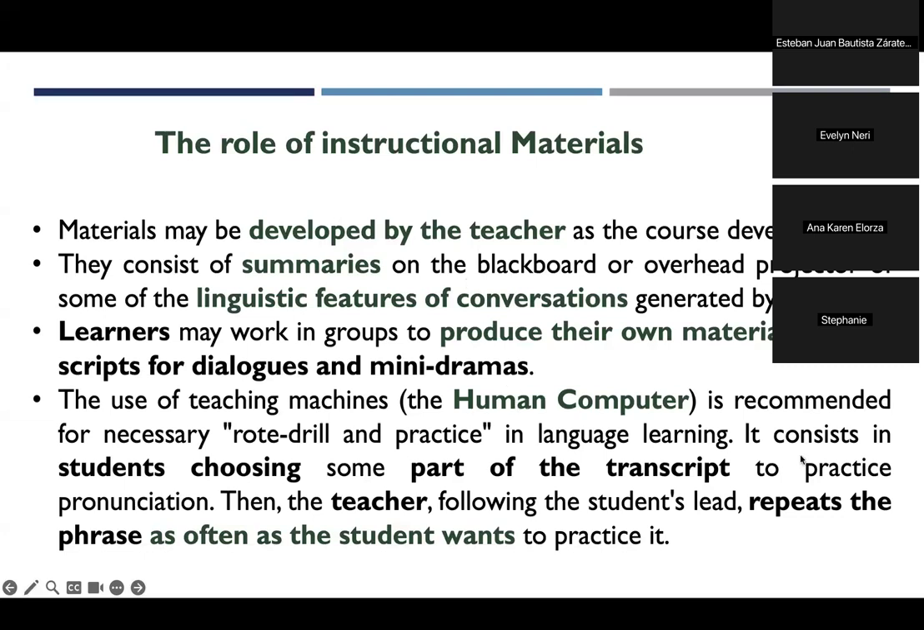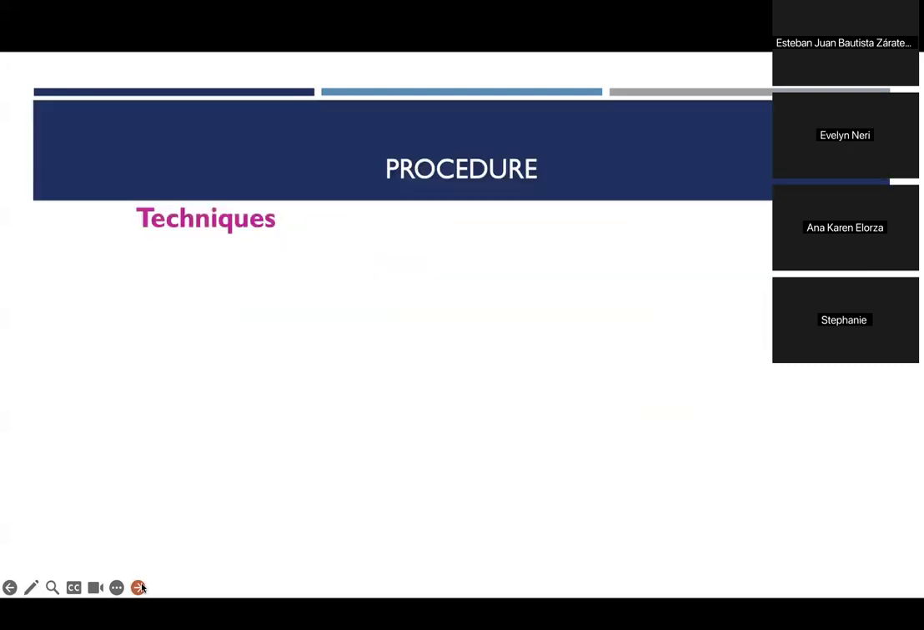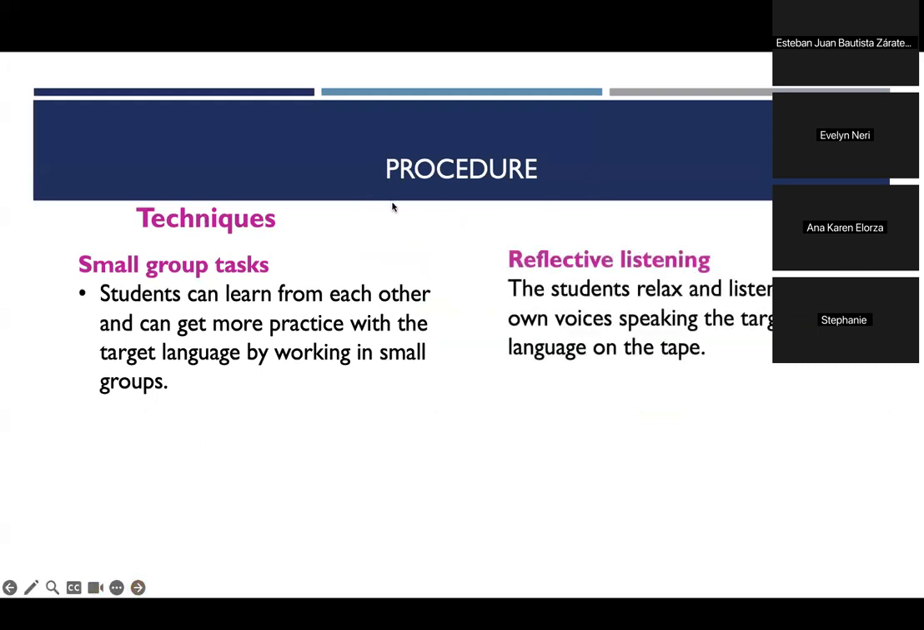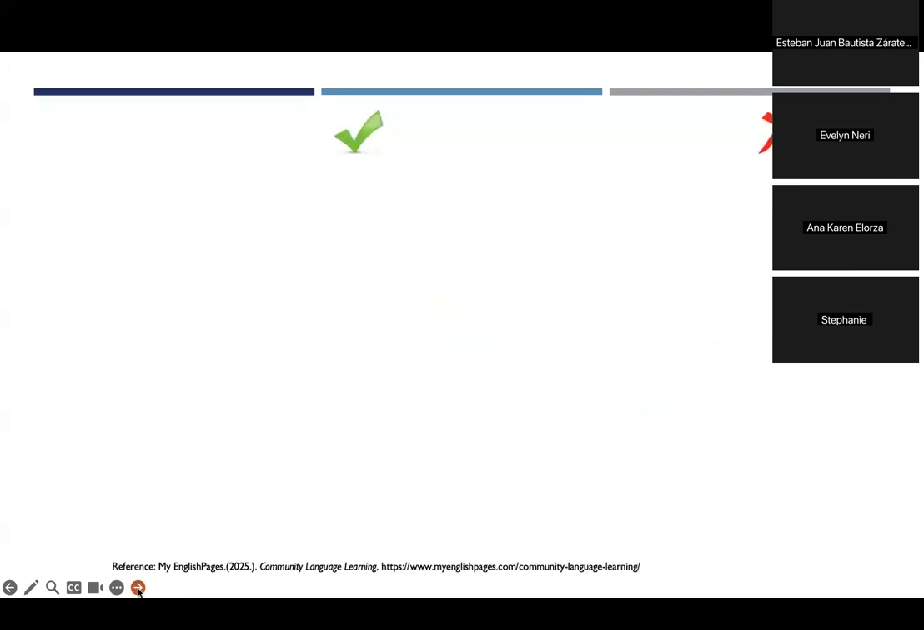So the human computer consists in students choosing some part of the transcript to practice pronunciation. Teacher follows the student's lead, repeats the phrase as often as the student wants to practice it. So now, what are some of the techniques? Small group tasks in which students are going to have intensive practice. Then reflective listening. Students relax and listen to their own voices speaking in the target language on the tape so they can look for mispronunciation.